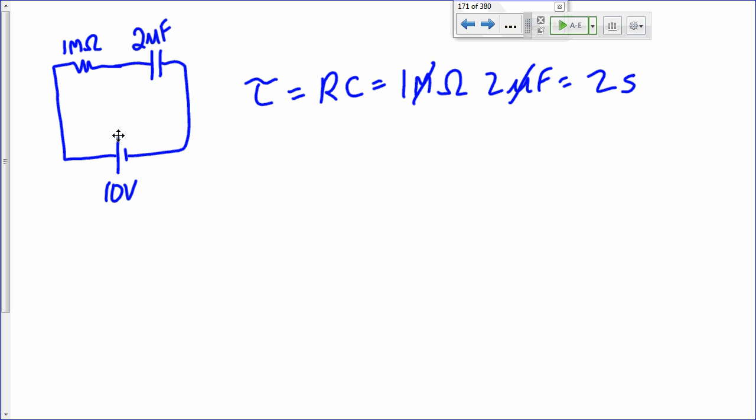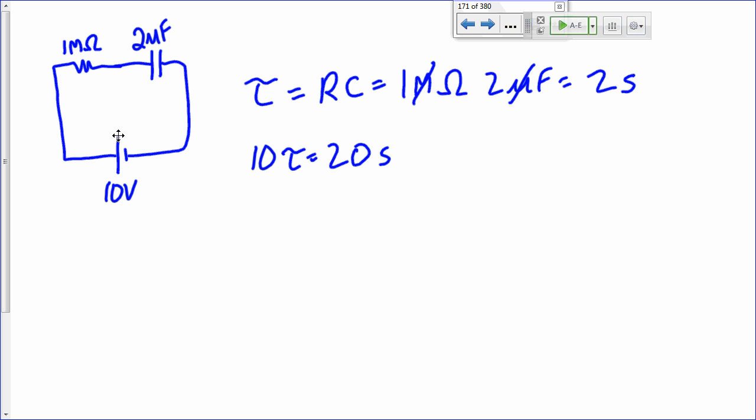And so how long does it take to fully charge this capacitor? Right, so 10 tau is equal to 20 seconds. So it's fully charged after 20 seconds. Likewise, if you were discharging the capacitor, it'd be fully discharged after 20 seconds. So the current would be 0 after 20 seconds, because all the charge that could be on the capacitor is there, and so no more current would flow to it.